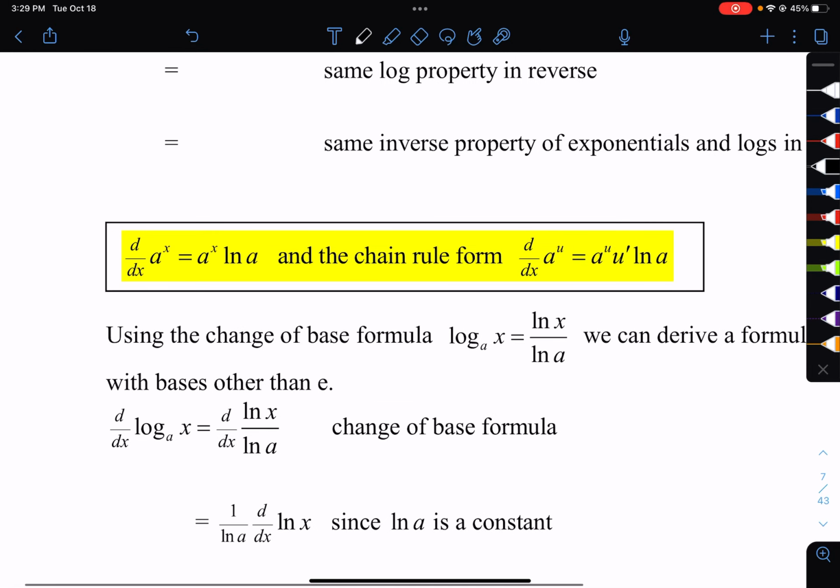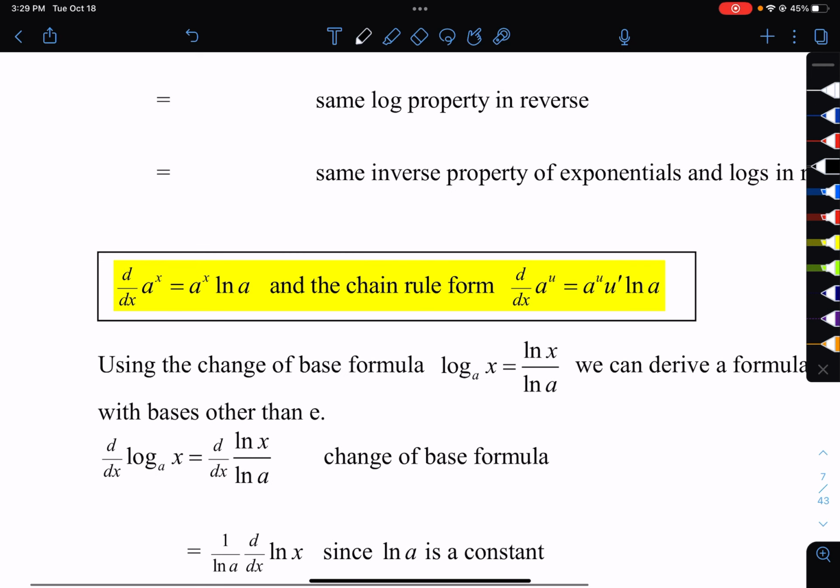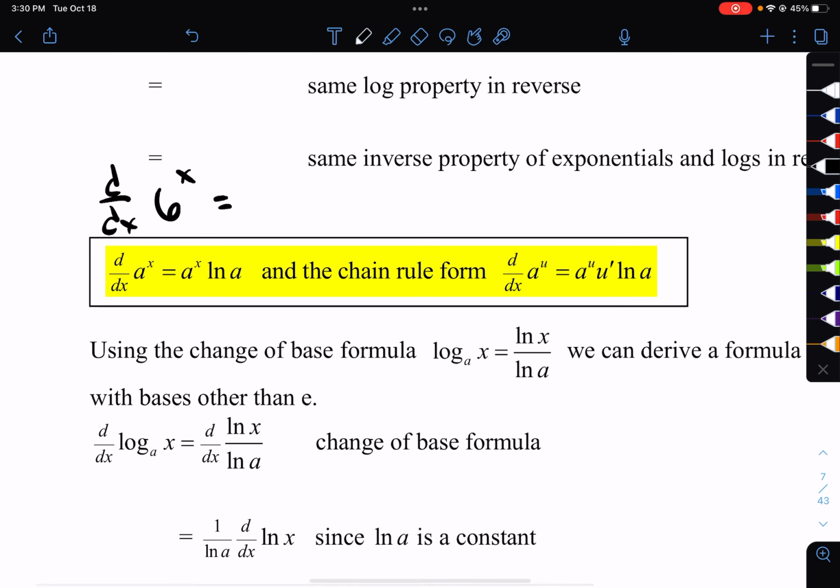All right, next formula that you need to know how to use. If I want to take the derivative of a raised to the x, that's like taking the derivative of, instead of e to the x or x raised to the fourth, something like the derivative of 6 raised to the x power. So x is my exponent, and the number, my base, isn't e. So my formula tells me that the derivative of a to the x is a to the x multiplied by the natural log of a.